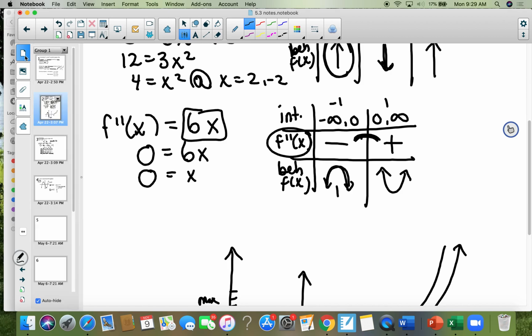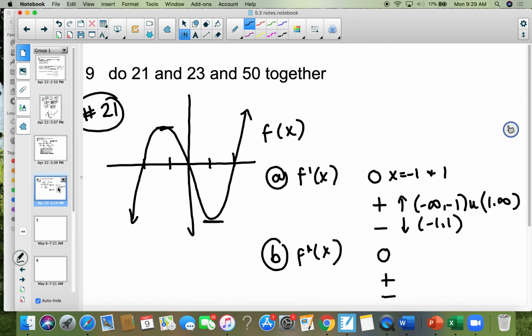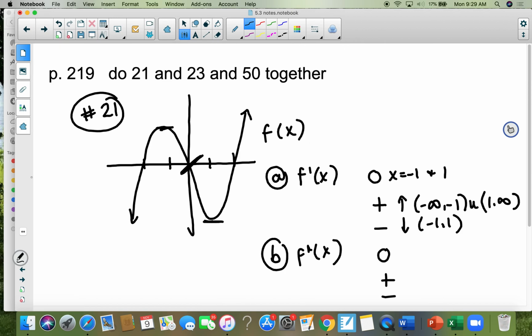So we go back to this one. Right here, it goes from concave down to concave up. So there's a point of inflection at x equals 0. And it's positive. Concave up is when it's positive, so 0 to infinity, and negative infinity to 0. So that's number 21, reading an original graph. Okay, now we're going to do problem 23.